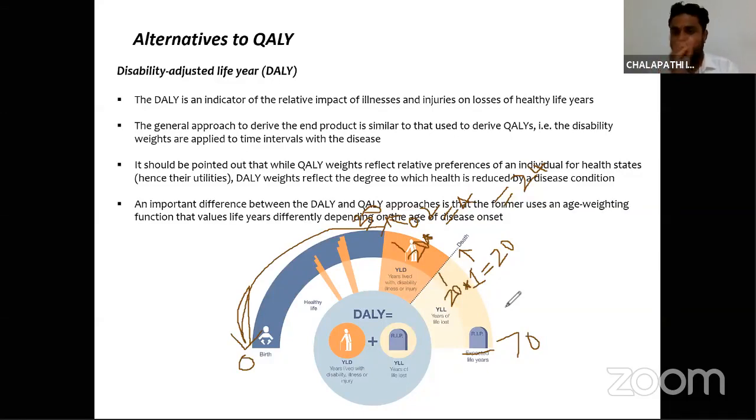Suppose he has a simple pain, we cannot give 0.1, we give 0.001. If he has lost one leg, we can give up to 0.2. So it depends on the situation, how much burden he is having, how much disability he is having. This calculation will be varying. So this is how we calculate QALY and DALY. Does anyone have any doubts?